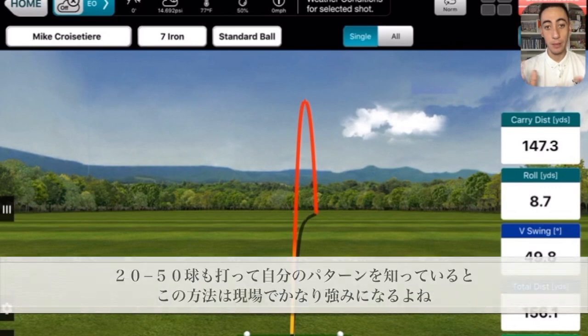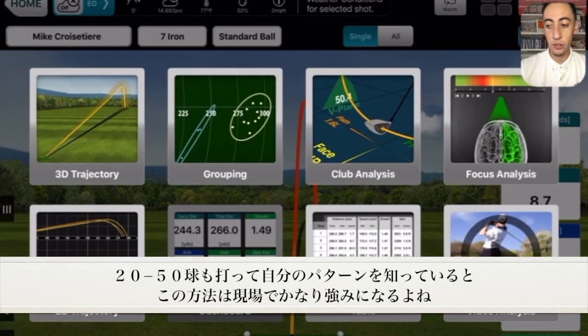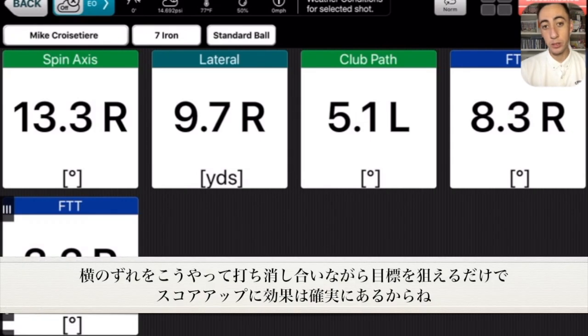This is how this can become very, very powerful for you out on the golf course, especially if you spend the time, hit about 20 to 50 shots, and really gather a great database of lateral deviation. You can start becoming better in tune with what you're currently doing, and that can make it a lot easier to score out there on a golf course.